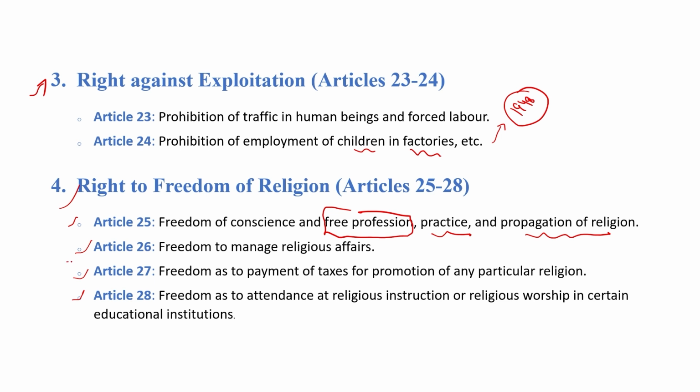What does Article 26 say? Freedom to manage religious affairs. It means you can establish any religious institution according to you. Article 27 provides freedom as to payment of taxes for promotion of any particular religion. If you are promoting any particular religion, you are free from paying taxes for it.